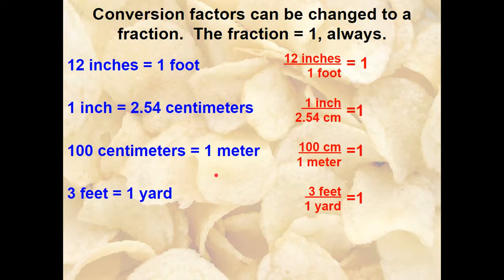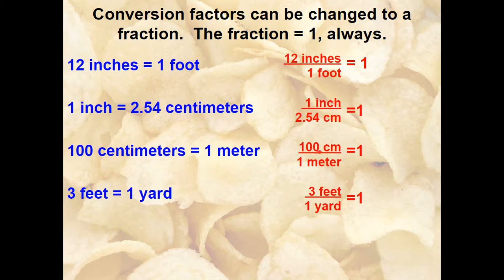Okay, now this is just a thing of math. These conversion factors can be changed into a fraction. The fraction will equal 1 always. Okay, so if 12 inches equals 1 foot, that means we can convert this into a fraction that looks like this, where it's 12 inches divided by 1 foot equals 1. 1 inch divided by 2.54 centimeters, you can do the same thing. You put 1 inch over 2.54 centimeters, it's still going to be equal to 1 because they're equal to each other. And anything divided by itself is going to be equal to 1.